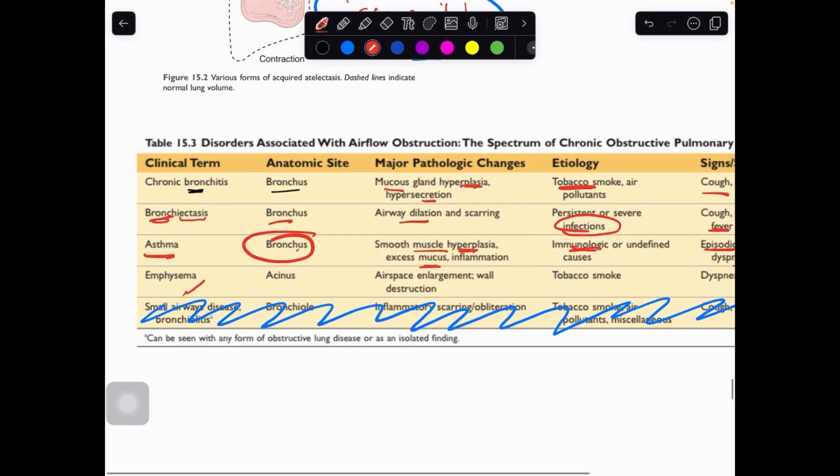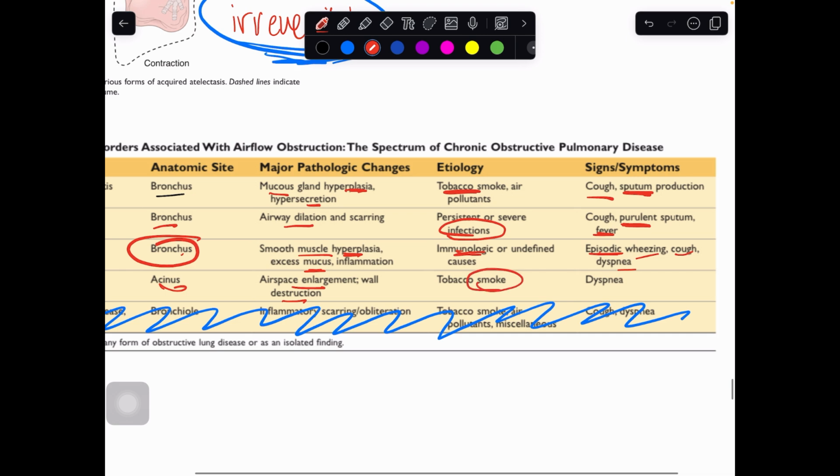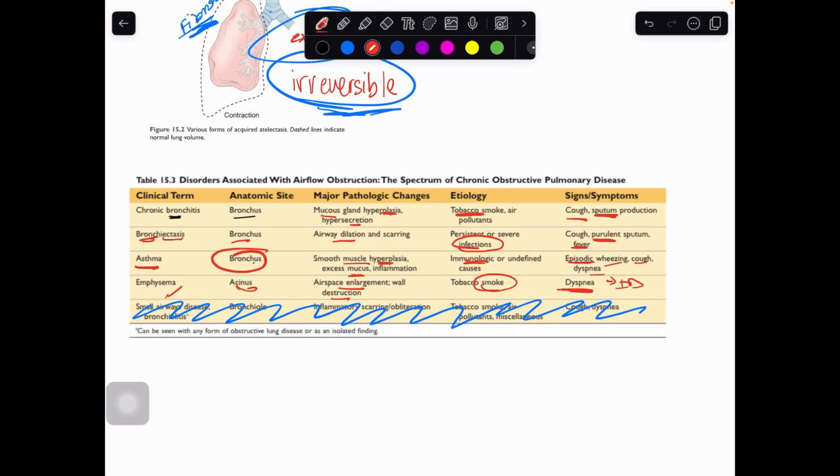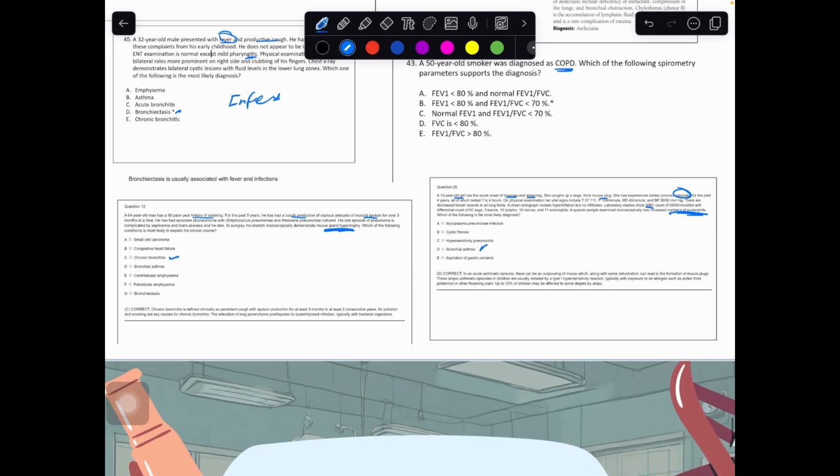In emphysema, it was the acinus region. There's airspace enlargement or dilation because of wall destruction, mainly because of smoke. And the other reason was what? Alpha-1 antitrypsin deficiency. Which type of emphysema was that? It was the pan-acinar. And the main sign was dyspnea, and we discussed that it is because of impaired diffusion, and dyspnea is one of the signs of it. And we mentioned the barrel chest and the pursed lips, and they will be sitting in a tripod position or hunched over.